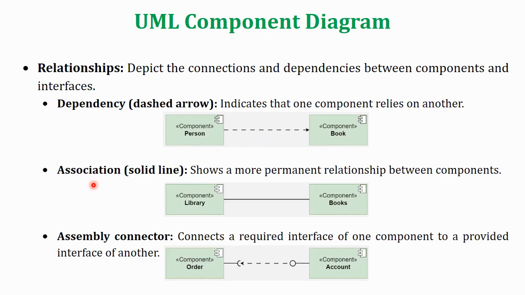And the next one is the association, that is a solid line. It shows a more permanent relationship between the components. So the library is associated with the books. Like that, we make the relationship between the components. And the next one is the assembly connector. It connects the required interface of a component to the provided interface of another. So order is one component, account is another component, and we make the relationship using the assembly connector.